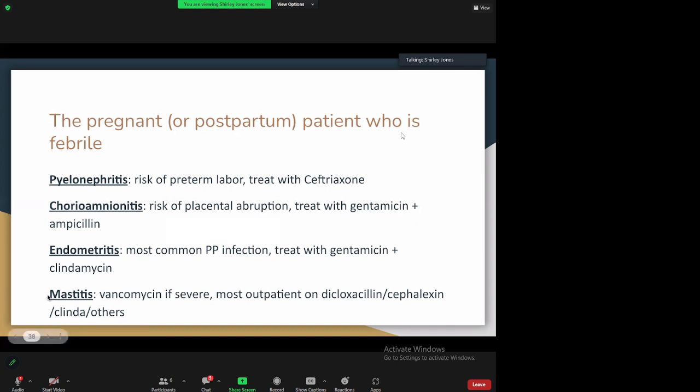And then of course, mastitis. So that's infection of the breast. Most of the time, this is not very severe and they can just go outpatient on oral medications like dicloxacillin or Keflex or clindamycin. But if it is severe, then give them vancomycin.